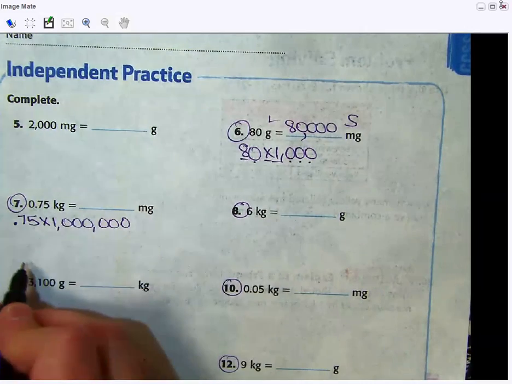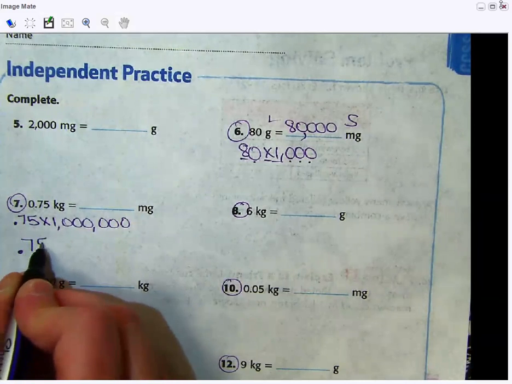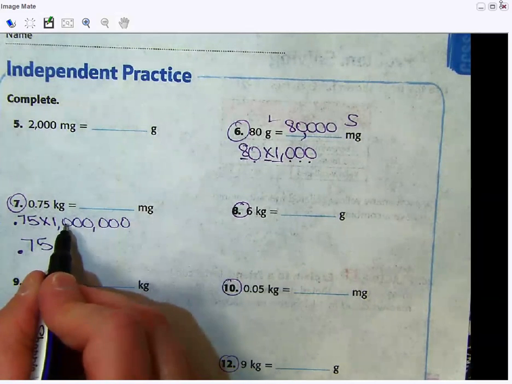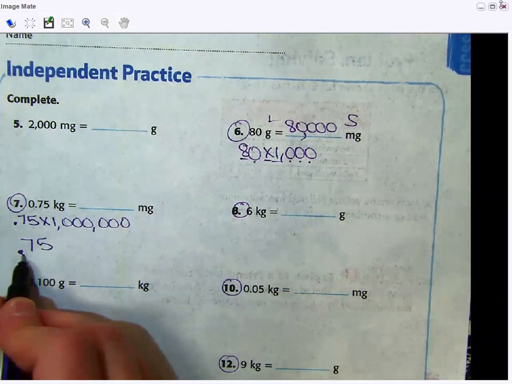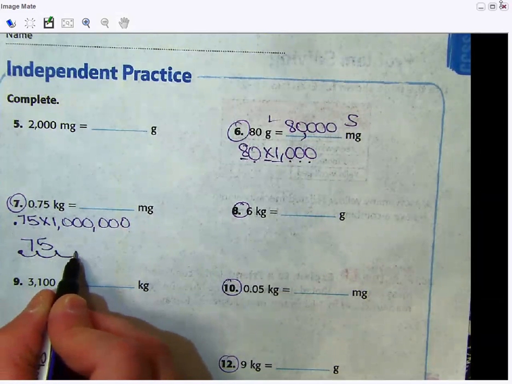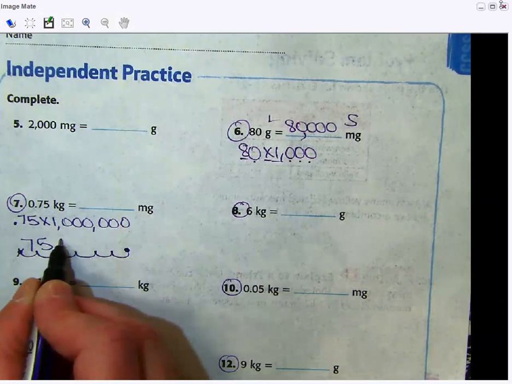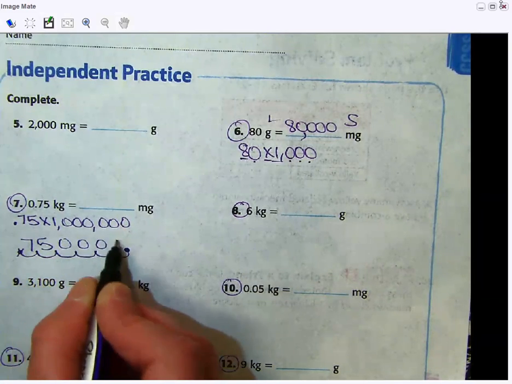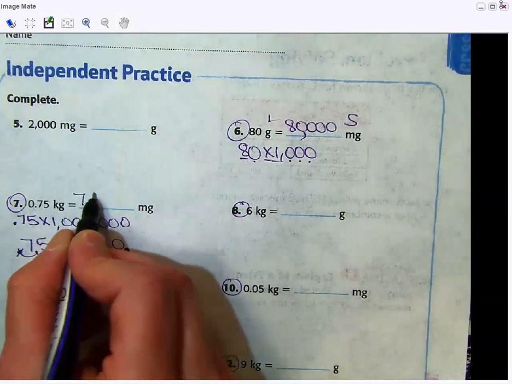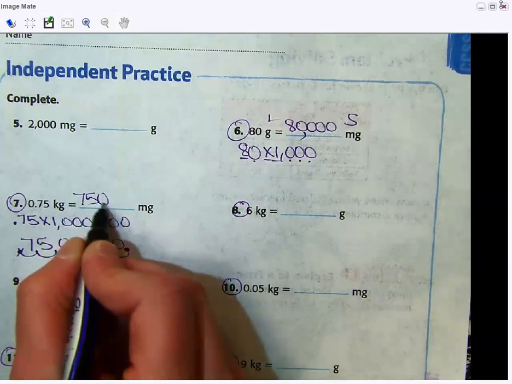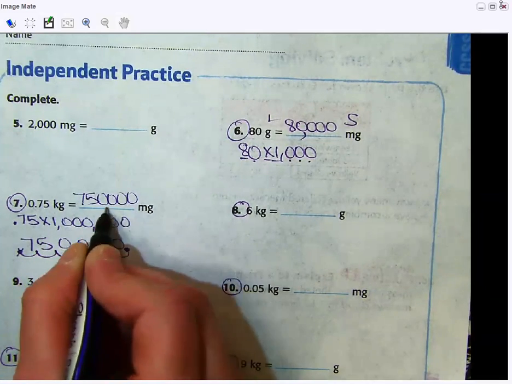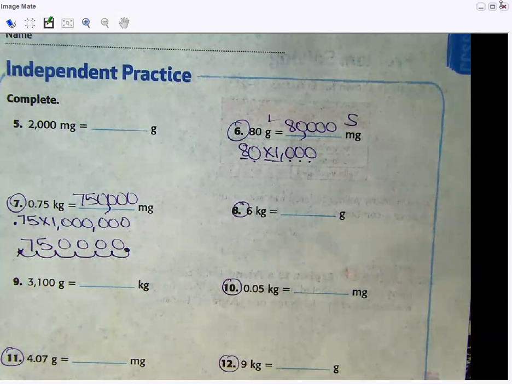And again, move this down here so you can show your movement so there's no mistake. So you have 6 zeros. So 1, 2, 3, 4, 5, 6, new decimal, 0, 0, 0, 0. So you have 75 with 1, 2, 3, 4 zeros. So 7,500 kilograms is equivalent to 75,000 milligrams.